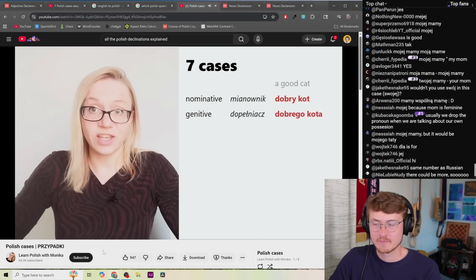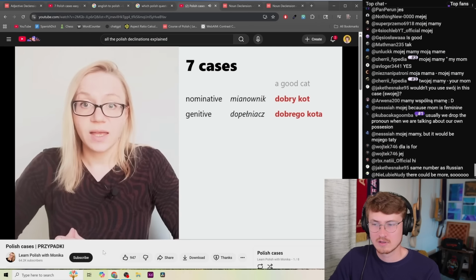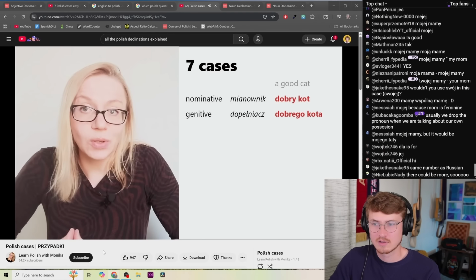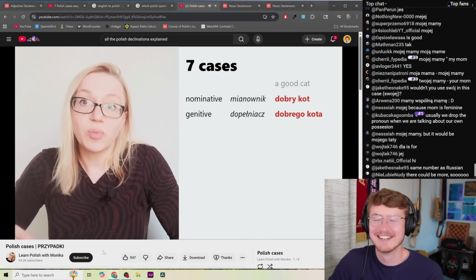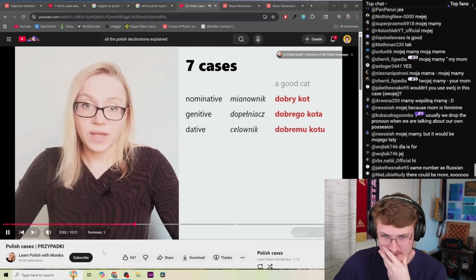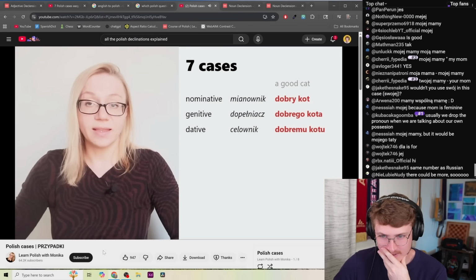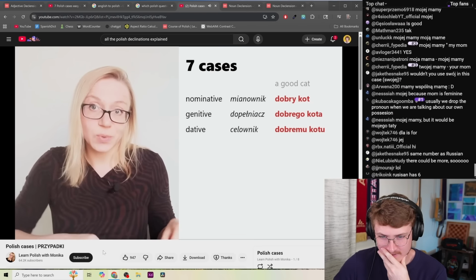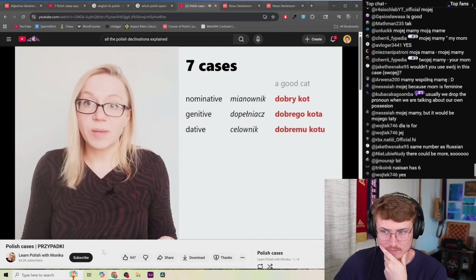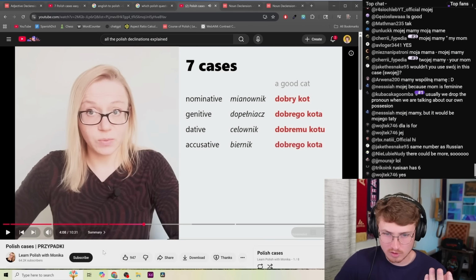And then we have the genitive case, or in Polish, dopełniacz. And here is how the good cat would look in this case: dobrego kota. It completely changes. And then we have the dative case, in Polish, celownik. The good cat in this case would look like dobremu kotu. The accusative case would be the same as genitive, dobrego kota.